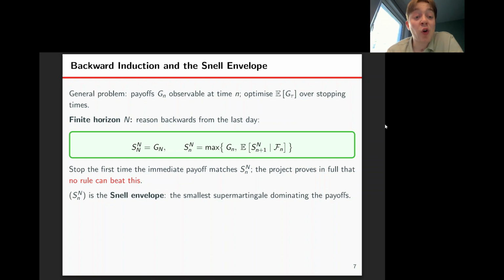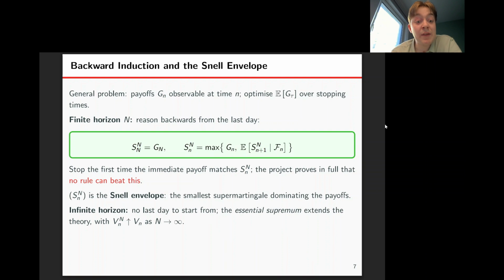But what if we don't have a finite time horizon? Well, we need an infinite horizon, but the problem with that is that we can't use the same strategy because there is no end date to perform backwards induction on. So we have to introduce a little bit more theory, the essential supremum, basically to extend to the infinite time horizon.